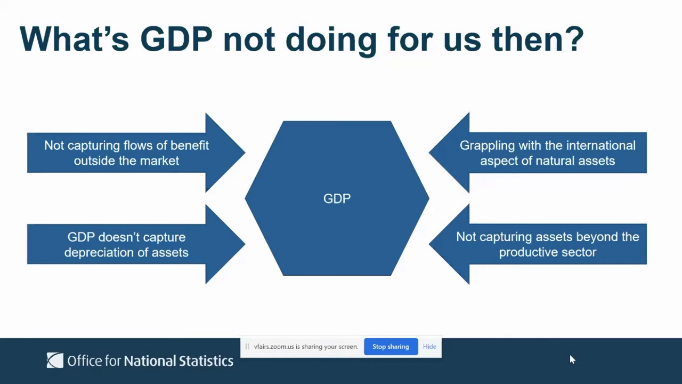of welfare. Some of the natural assets have an international aspect, and obviously a domestic set of accounts may not necessarily give you the best picture of those, and I'll talk a little bit about how we try to address that later. And of course, we don't capture those assets which are beyond the productive boundary, so there's no place in GDP for natural capital or human capital.